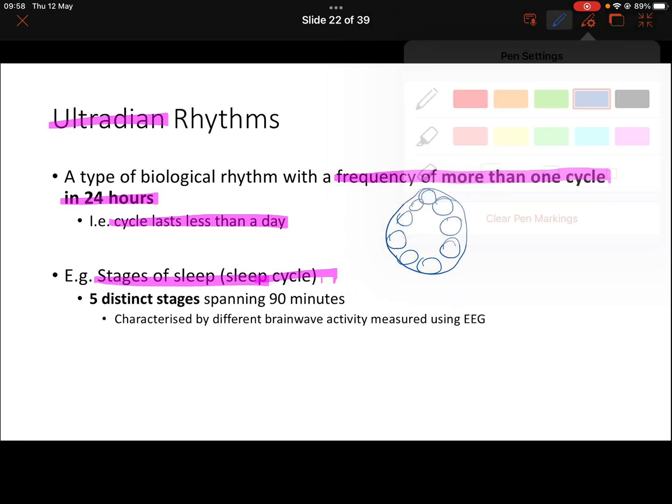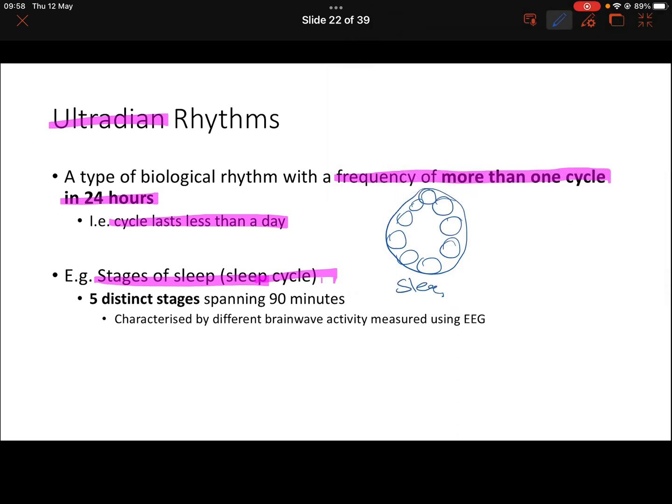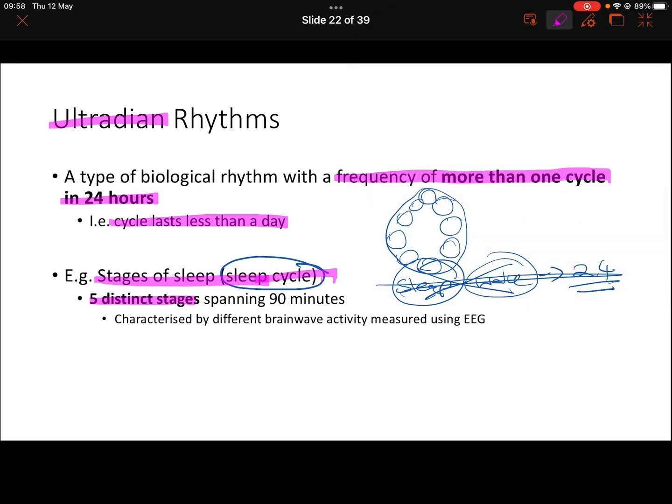Do not get this confused with the sleep-wake cycle, which is a circadian rhythm. This lasts 24 hours because it involves periods of sleep and wake. This is the sleep cycle. This is what occurs while you are sleeping. There are 5 distinct stages of sleep, and that lasts 90 minutes. Therefore, we have more than one cycle of 90 minutes in a day. Therefore, this is an ultradian rhythm.